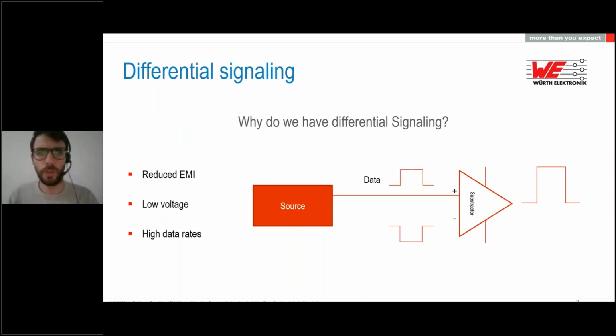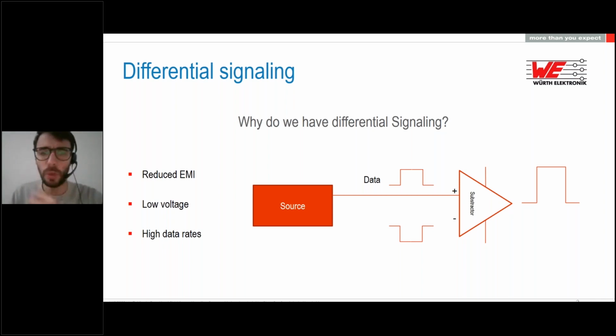So first of all, why do we have differential signaling, or what is this? Normally, this is a very common design. We have two lines, positive and negative, and then we put these two lines together. And we have these two conductors side by side, with the same current flowing in opposite directions. So we have a loop, and in this loop, we have one current that is equal.